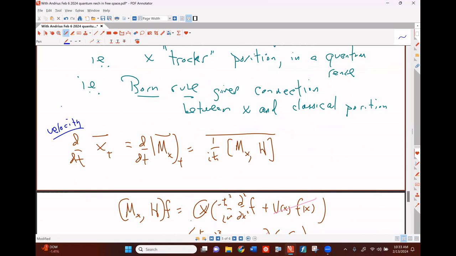And you say, oh, okay, I know how to compute that. That's the average value of this bracket operator, this commutator operator. And so you work out the commutator.